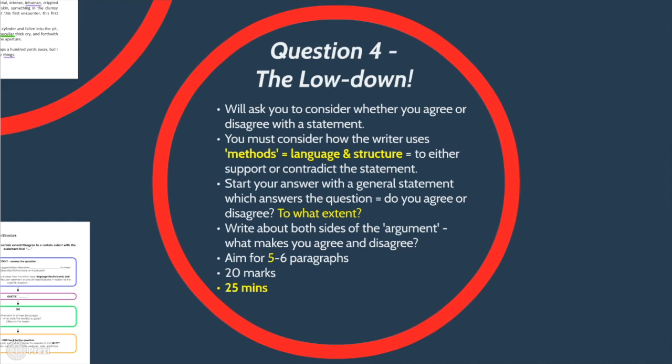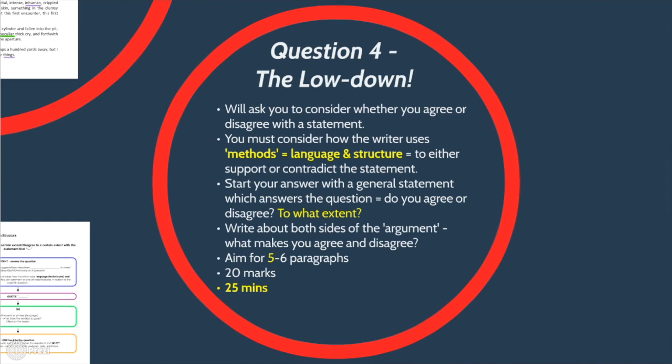So the lowdown for this question is it will ask you to consider whether you agree or disagree with the statement, okay? And I would try and start your answer with a general statement which answers the question. So do you agree or disagree, or to what extent do you agree or disagree? You must consider how the writer uses methods, and that means language or structure. You need to write about both sides of the argument. So there will be points in the extract that do support this statement, and there will be points in the extract that contradict the argument. So in order to provide the examiner with a good critical evaluation, you need to consider both sides.